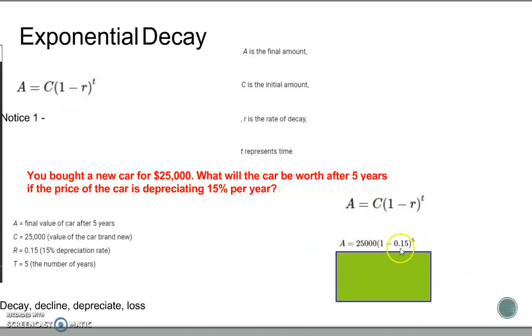C is 25,000. You're plugging everything in. You're going to do what is inside the parentheses first. So 1 minus 0.15. Then you're going to do your exponent, 0.85 to the 5th power. And finally, you're going to multiply those out. That means after 5 years, the car will be worth $11,000. Kind of stinks, doesn't it?